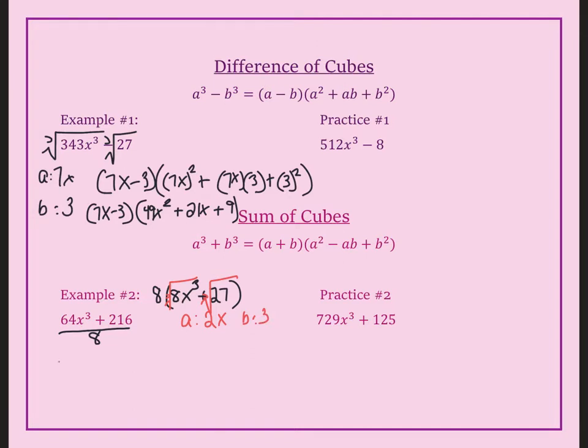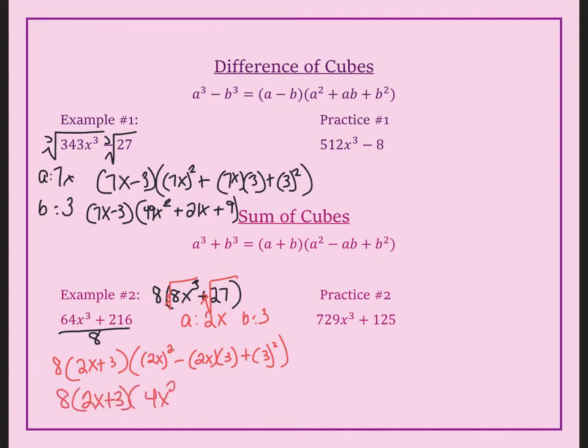So when I work this out, I still have the 8 on the outside. But now I have 2x plus 3. And I have (2x) squared. Make sure to square all of the 2x. And then I have 2x times 3. And last but not least, I have 3 squared. Go ahead and get rid of the double parentheses. So when I square the 2, I get 4x squared minus 6x plus 9.